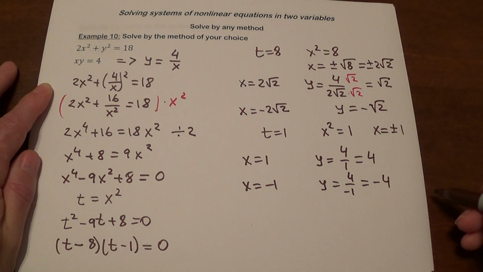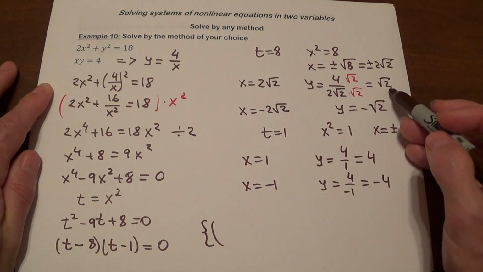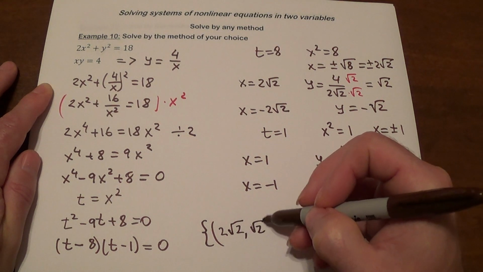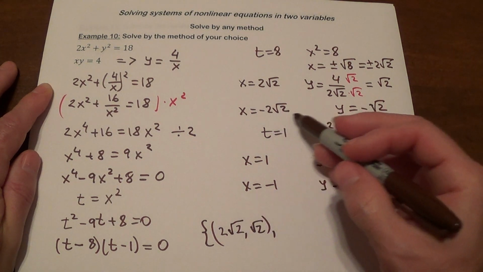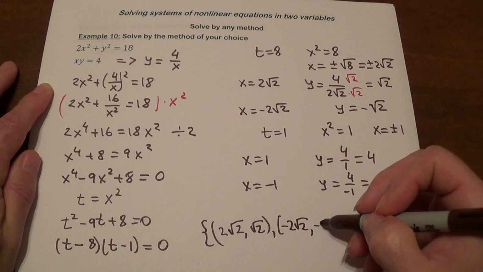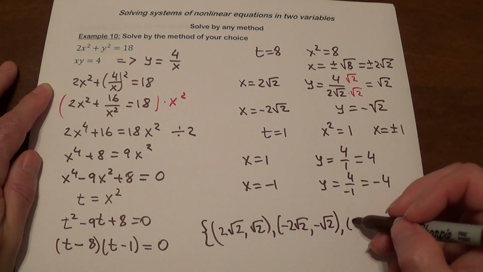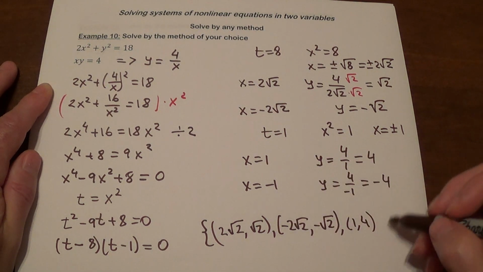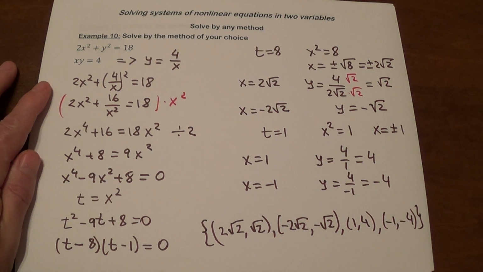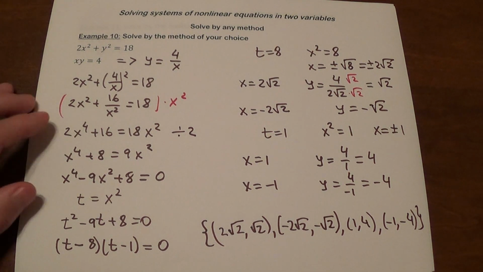So now we've got to put all these together very carefully. So we have (2 square root of 2, square root of 2). Our other point is going to be (negative 2 square root of 2, negative square root of 2). Then we're going to have (1, 4). And (negative 1, negative 4). So that's this problem. Moving on.